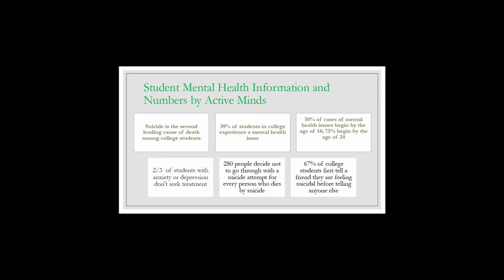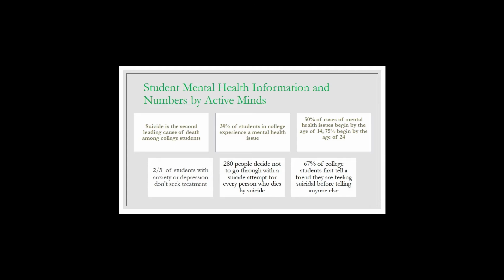Active Minds. But suicide is the second leading cause of death among college students. 39% of college students are experiencing mental health issues. 50% of the cases showed onset by the age of 14, 75% by the age of 24. And I want you to really think about that, because that's about the age where we get them in the college setting. So a lot of mental health conditions have onset during that time. And then two-thirds of students with anxiety and depression did not seek treatment in this survey.